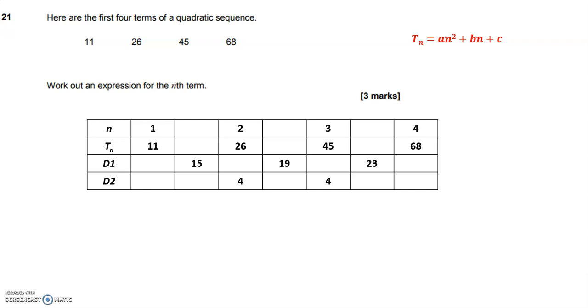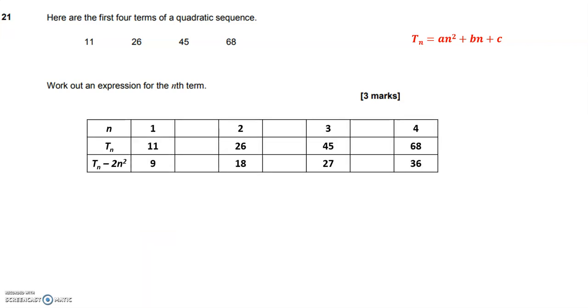Right, what do you do with those 4s? You halve them. You always halve that number, that D2 number. So if I halve that, to find A is a half of 4, which is 2. So A is 2, guaranteed. So the formula for this sequence begins 2n squared plus bn plus c. And I've got to find out what b and c actually are. But I do know it begins with 2n squared.